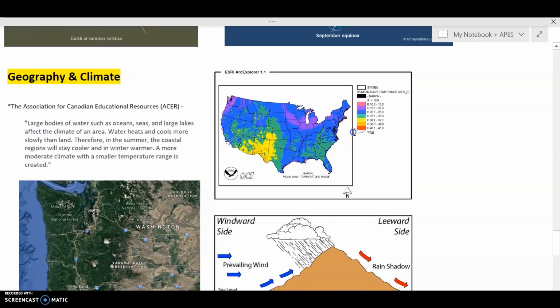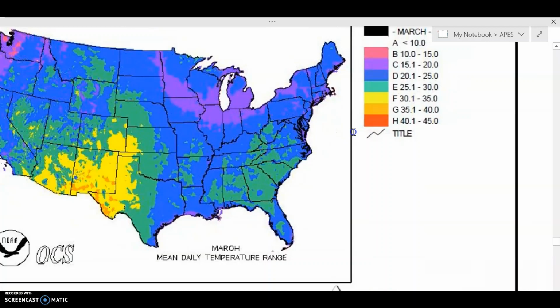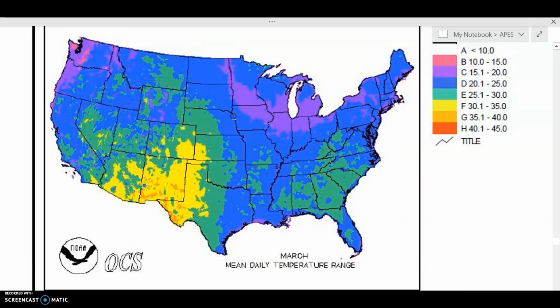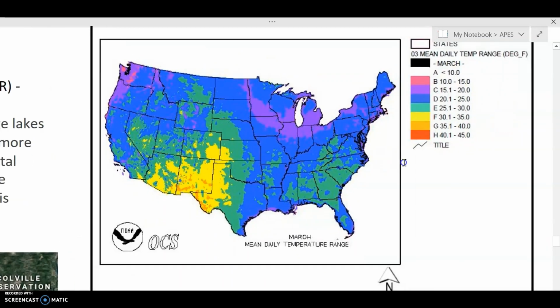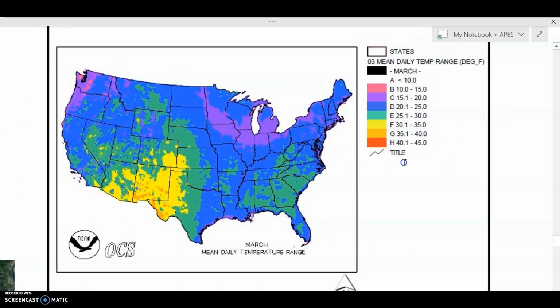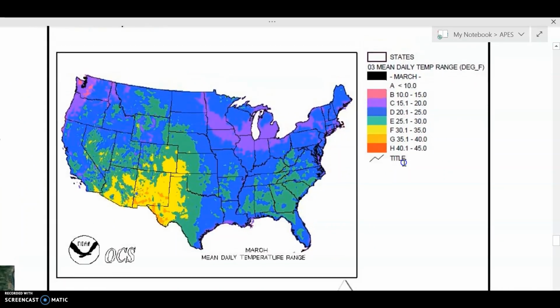So here's an example of that happening. As you can see, in areas where there's really no large body of water, there's high oscillations in temperature, while in areas near bodies of water, the oscillations in temperature are less pronounced, I would say.